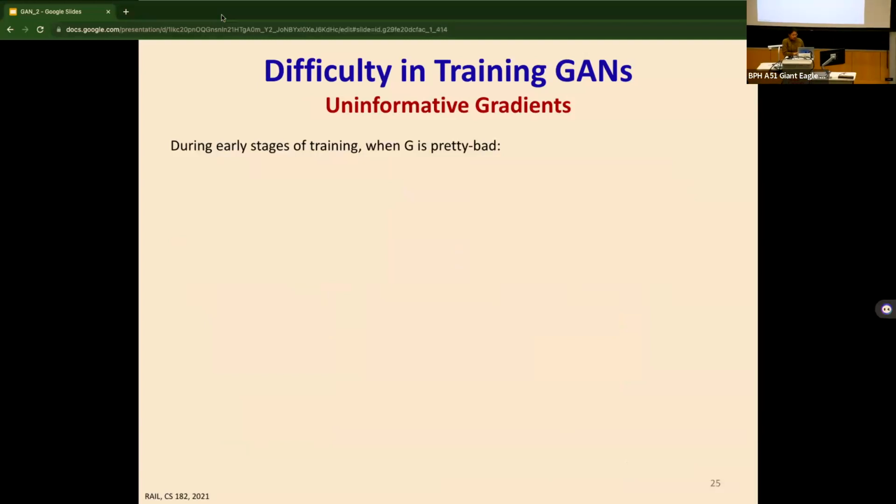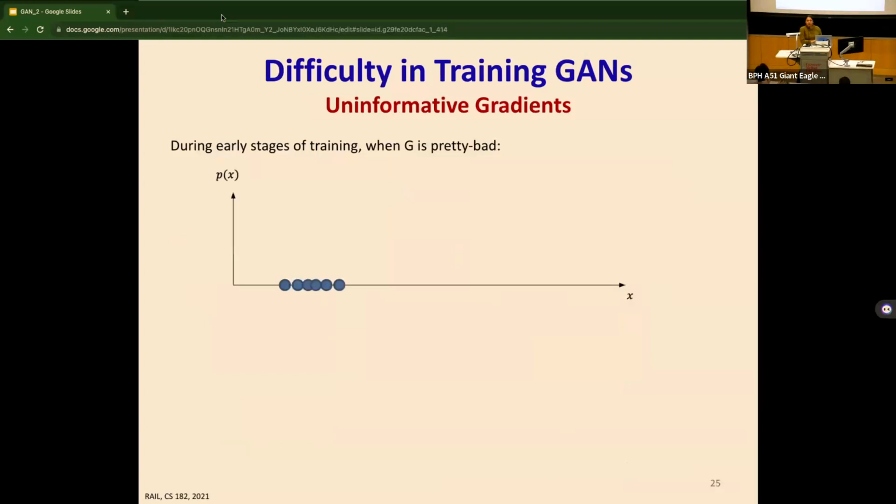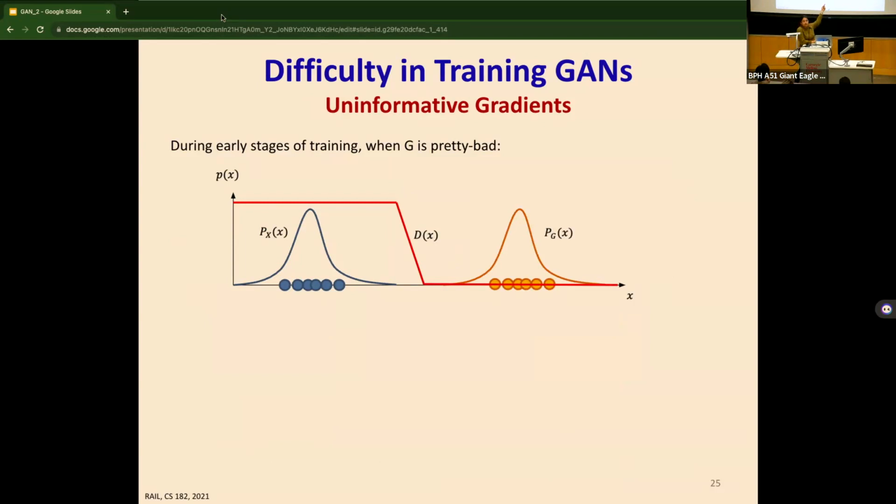Okay, so this was the problem, and let's try to visualize it in a better way. So let's assume that we have a couple of real data points on the left and the generated data points on the right. Of course, this is exaggerated because in reality, you're going to have very small points and infinitely many points, but let's consider this for the sake of this example.